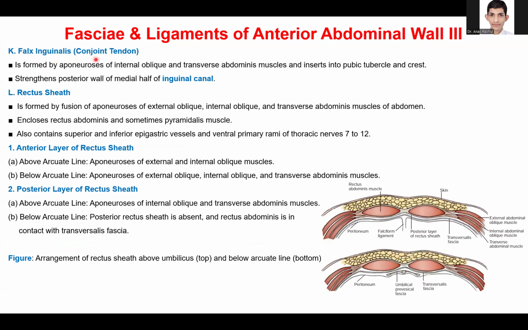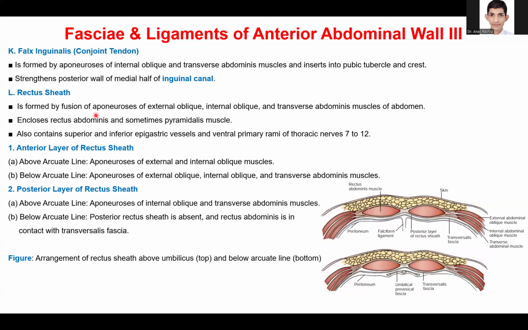Falx inguinalis or conjoint tendon is formed by the aponeurosis of the internal oblique and transverse abdominal muscles and inserts into the pubic tubercle and crest. We can see here the rectus abdominis muscle, the skin, the peritoneum, the falciform ligament, the posterior layer of the rectus sheath, transversalis fascia, and the external, internal and transverse abdominis muscles. Again, you can see the peritoneum, the umbilical prevesical fascia, and the transversalis fascia. So it strengthens the posterior wall of the medial half of the inguinal canal.